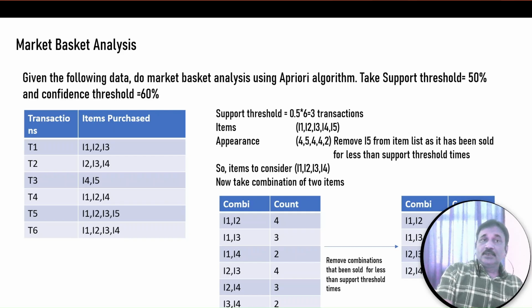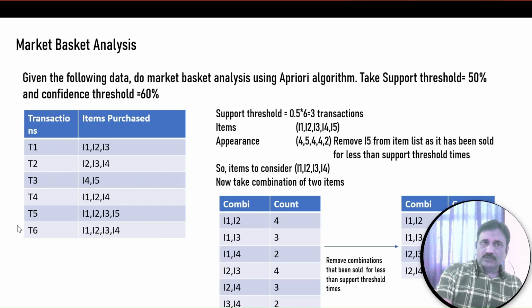So the problem is: given the following data, do market basket analysis using the Apriori algorithm. The Apriori algorithm means the analysis in which prior information is used to come to a certain result. Take the support threshold equal to 50% and the confidence threshold equal to 60%. Here, I'll be explaining what the support threshold is.